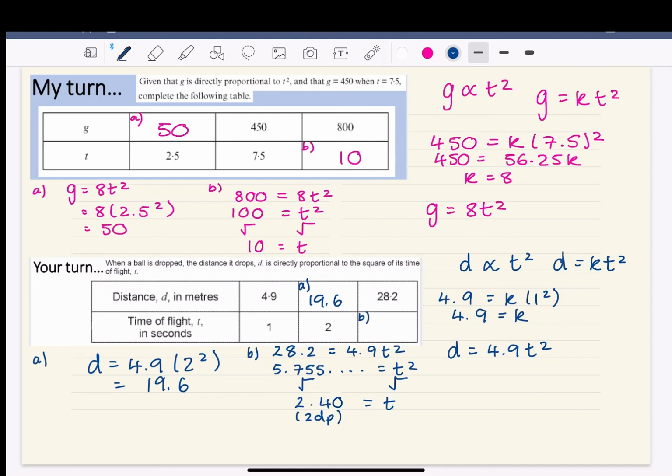We don't round early on because that's where earlier errors can enter our calculations, so try and avoid it if you can. Just make sure that you are checking your answer fully before you put it in. So my final answer here is 2.4 or 2.40 to 2 decimal places. Take a look at these two questions and have a go at the next slide.